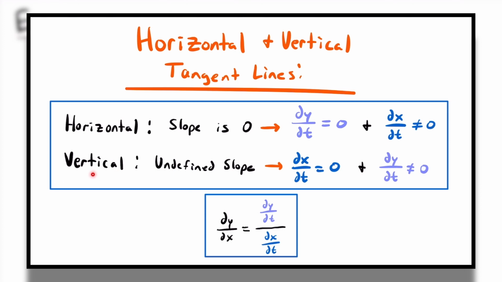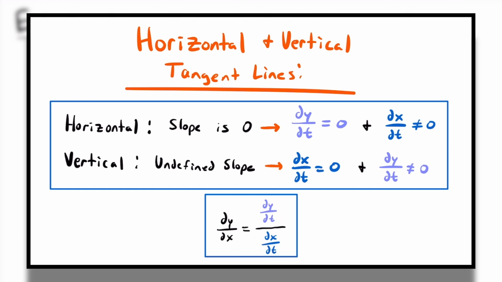All right, and then vertical tangent lines are located where the slope is undefined, and that's going to occur when this denominator for our derivative or our slope is equal to 0, right? You can't divide by 0. That results in an undefined value. So when dx dt is equal to 0 for a certain value of t, that will be the location of a vertical tangent line, given that dy dt does not equal 0 for that same value of t.